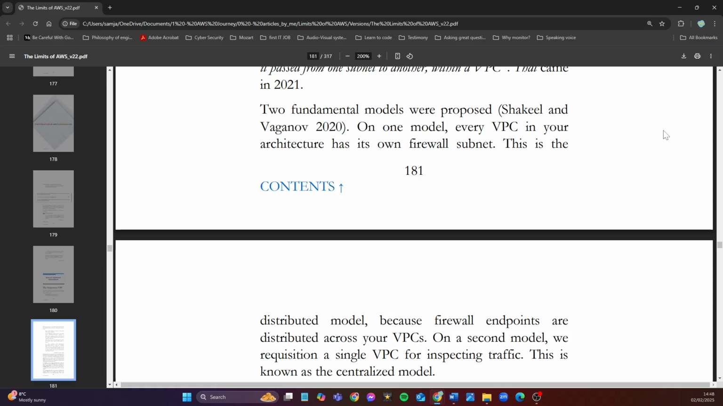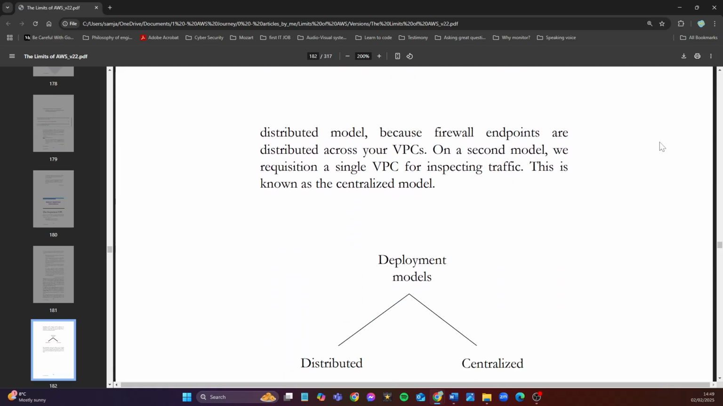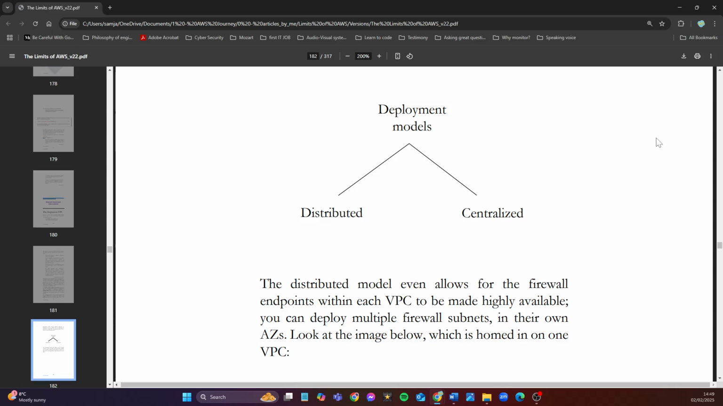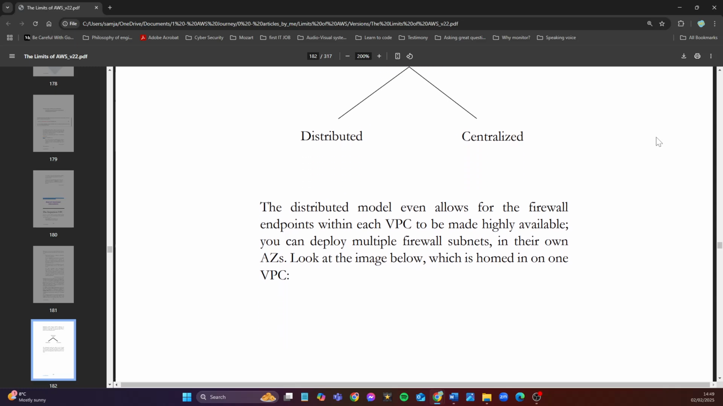Two fundamental models were proposed by Shakil and Vaganov in 2020 in their blog post. On one model, every VPC in your architecture has its own firewall subnet. This is the distributed model, because firewall endpoints are distributed across your VPCs. Every VPC has its own. On a second model, we requisition a single VPC for inspecting traffic, and that's known as the centralized model. These are the two deployment models, the distributed model and the centralized model.